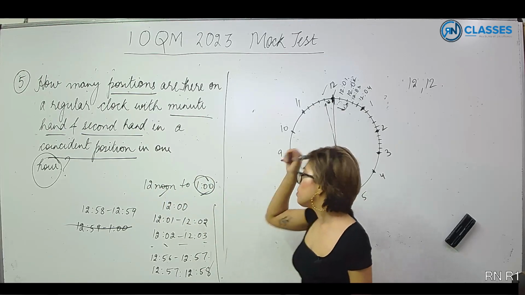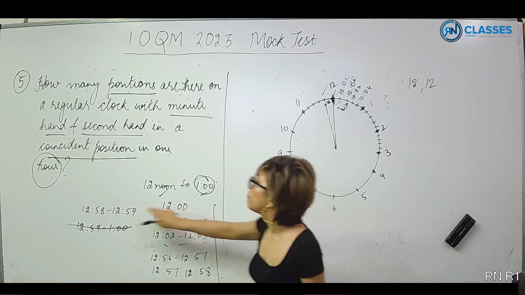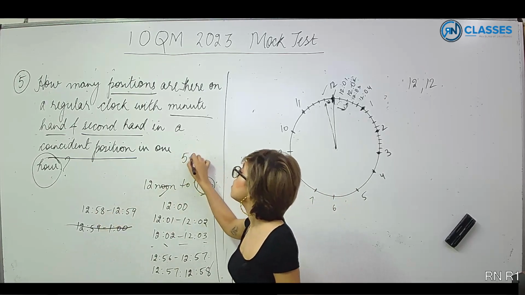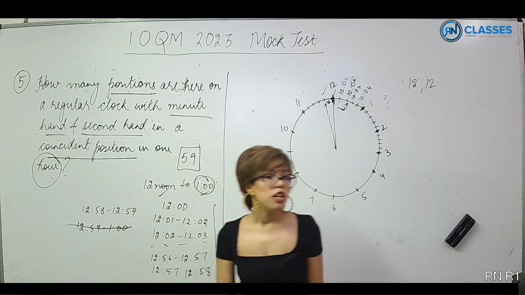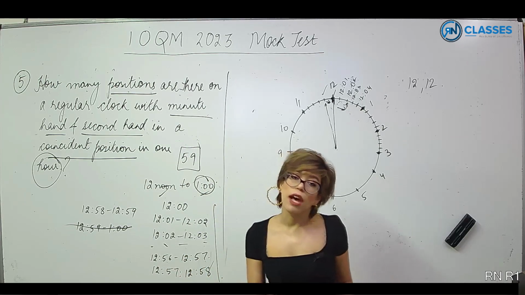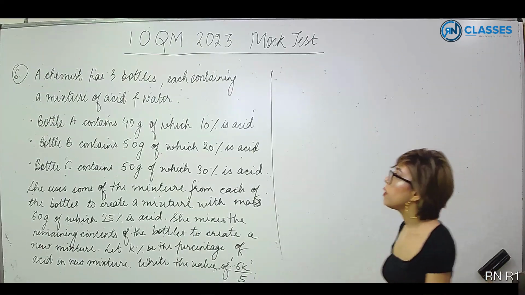Right? So how many positions? Obviously we are starting from 0 and we are going to 58, that is why the answer is 59. Or just have a clock, observe it and you'll have the answer. Alright, on to the next one.